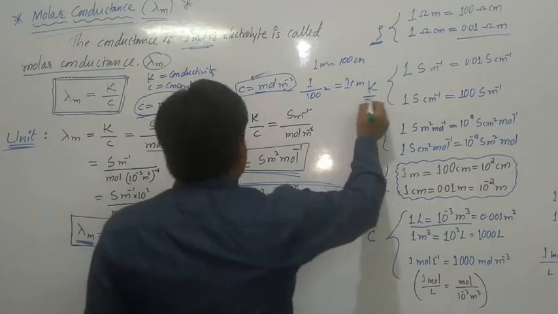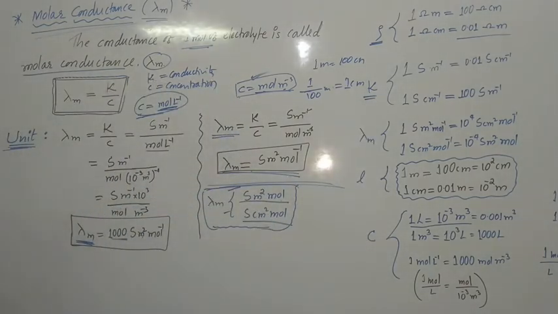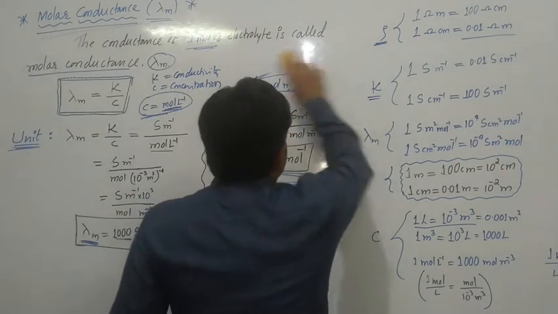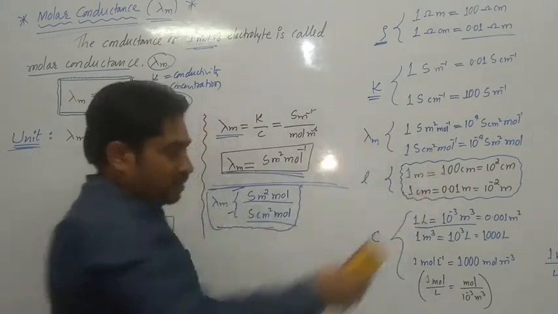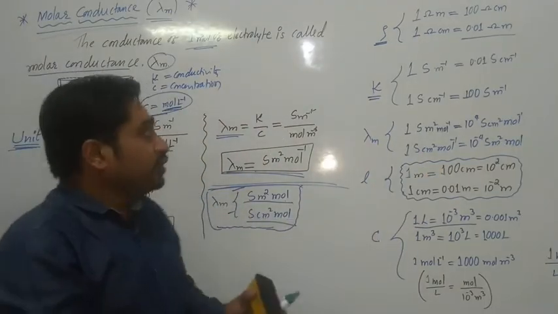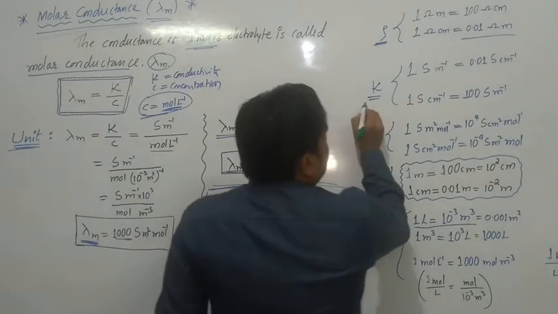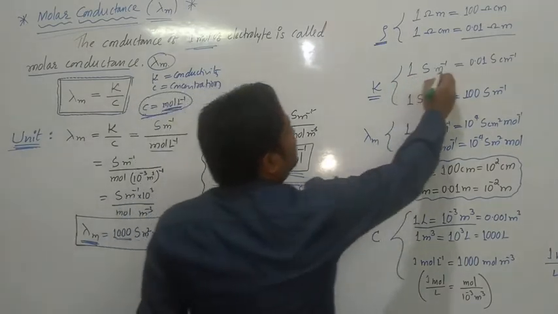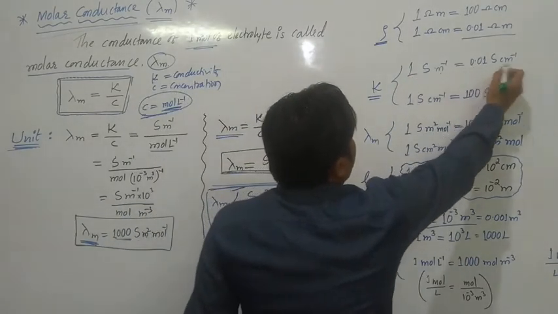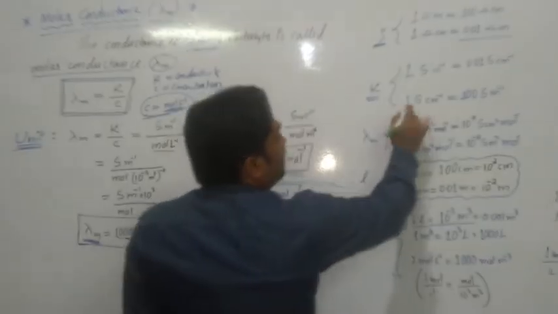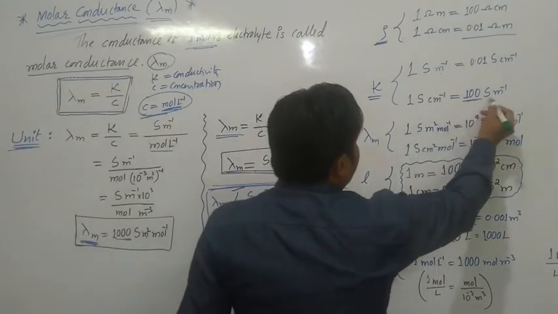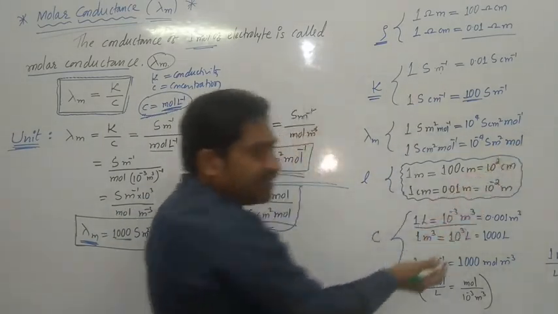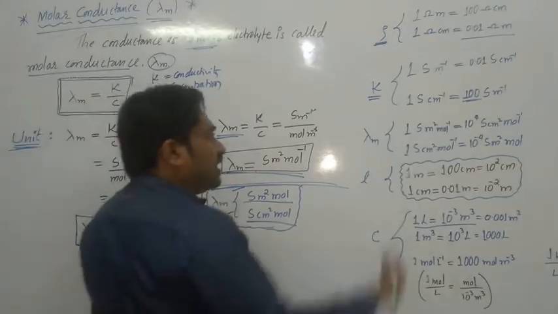So this is for kappa. These are very much important, because we are going to use them in solving the problems. So the unit of kappa is Siemens per meter or Siemens per centimeter. 1 Siemens per meter is equal to 0.01 Siemens per centimeter, and 1 Siemens per centimeter is equal to 100 Siemens per meter. So just neglect Siemens, I am converting meter into centimeter and centimeter into meter only. Here also the same thing.